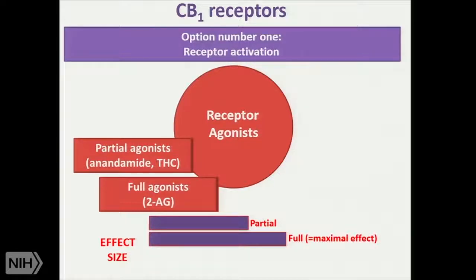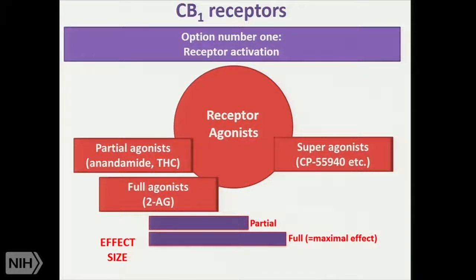So it is interesting that the two endogenous cannabinoids, anandamide and 2-AG, are different in that anandamide is a partial agonist, whereas 2-AG is a full agonist. It is also, I think, interesting that THC, the main psychoactive component of cannabis, is also a partial agonist.